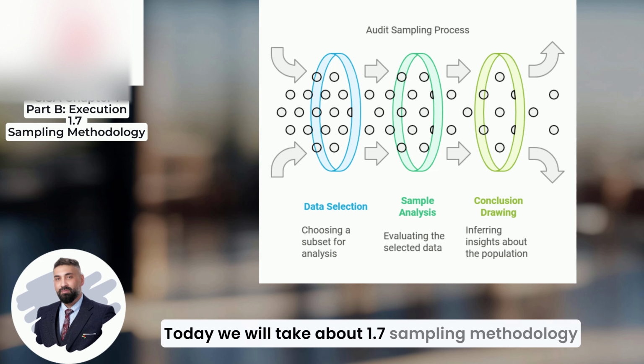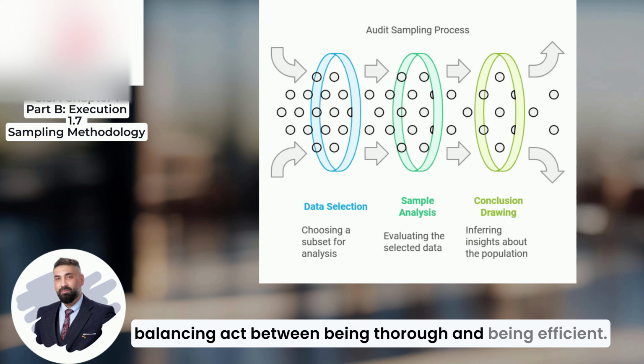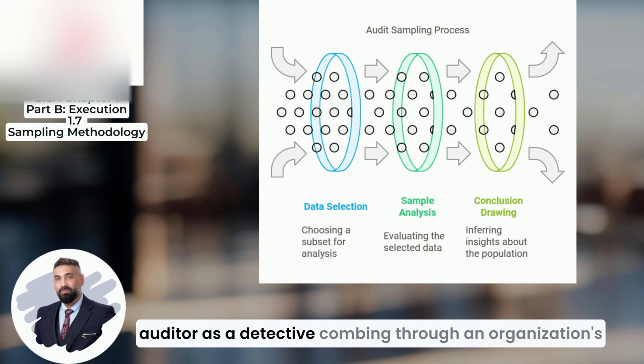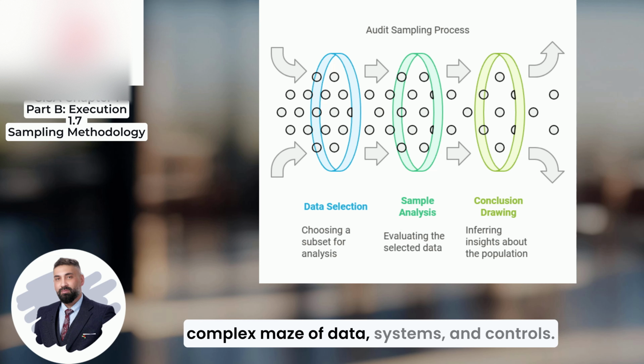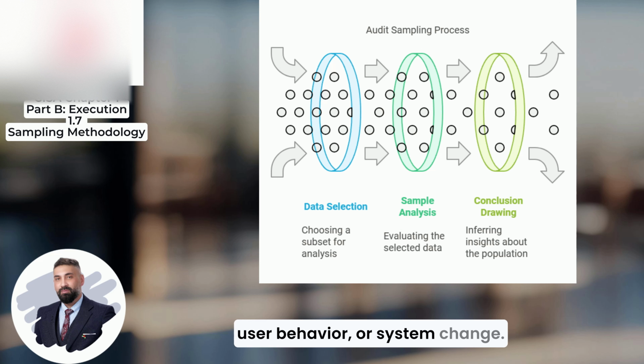Today we will talk about 1.7 sampling methodology. When it comes to audits, there's a constant balancing act between being thorough and being efficient. Think of an IS auditor, that's Information Systems Auditor, as a detective combing through an organization's complex maze of data, systems, and controls. But here's the problem. The auditor often doesn't have the time or resources to investigate every single transaction, user behavior, or system change.